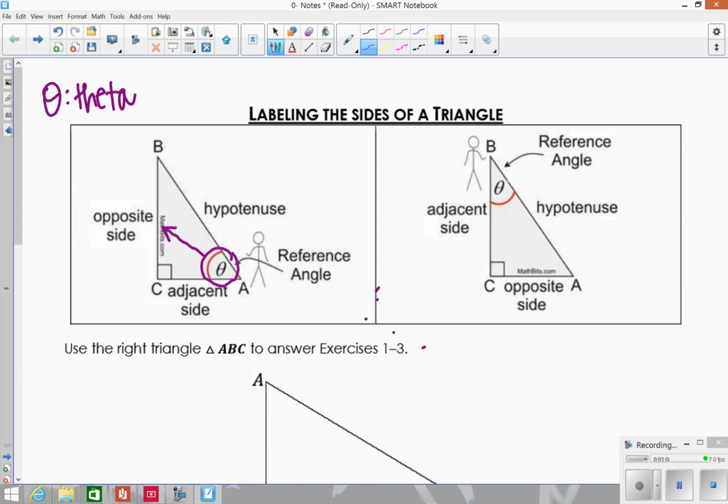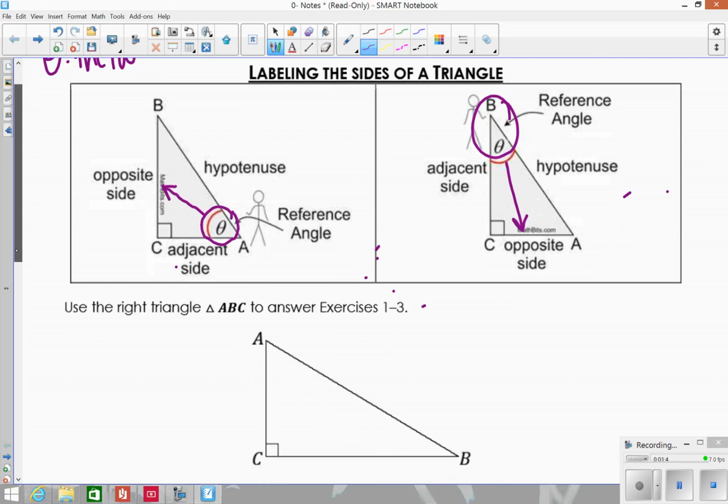If I look at the other side here, now if I'm saying that this is my reference angle or my starting point, the opposite side changes, because if I go across from angle B, that's going to be the opposite. The adjacent side is next to B, and it's the side that's not the hypotenuse. So the hypotenuse is technically adjacent to this acute angle, same thing here. But the hypotenuse always has its own name because it's the longest side, and it's the one that's across from the right angle. The adjacent side is the other side that's next to that acute angle.